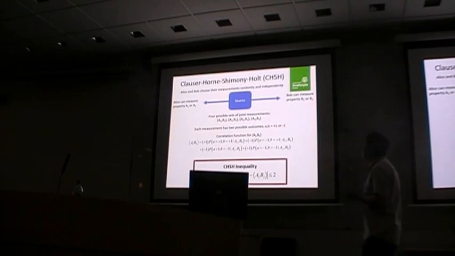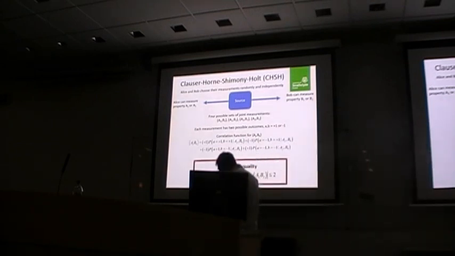So again, we have this sort of EPR setup where we have a source sending out two particles, one to Alice, one to Bob. And again, Alice can measure two types of properties, A1 or A2, and Bob can measure properties B1 or B2, just like position and momentum, so it's nothing different.